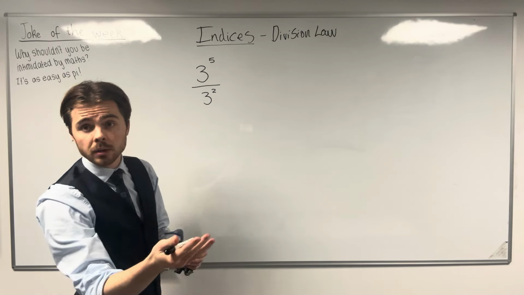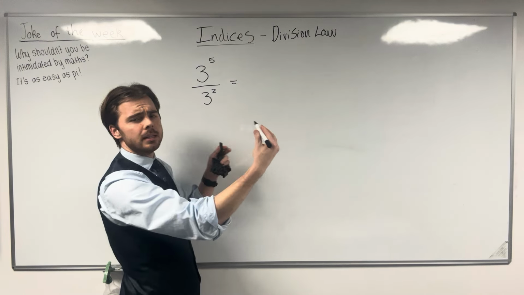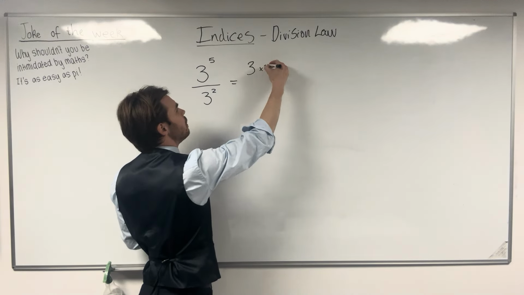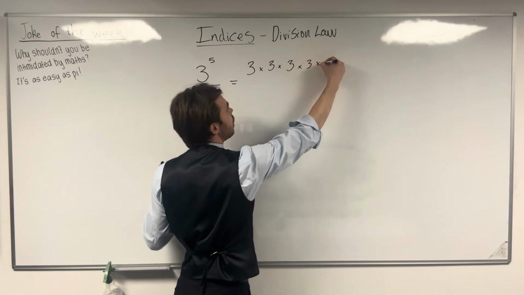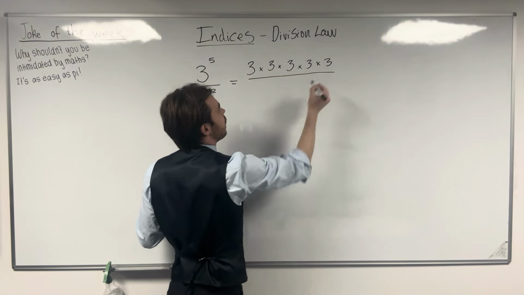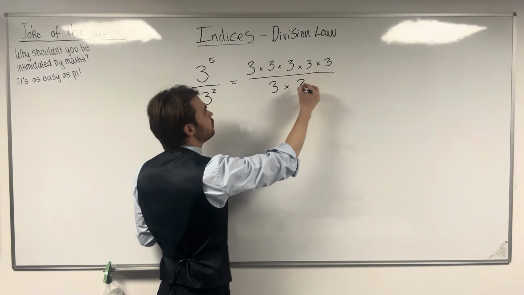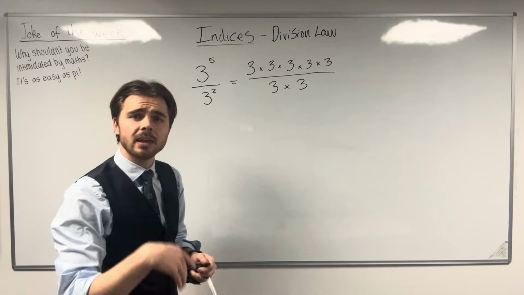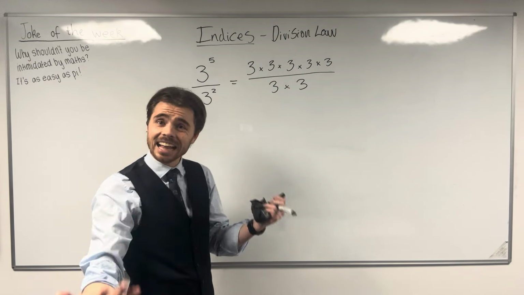Now what I'm going to do is use the thing from the previous video. I'm going to explain what this means. Now this is a 3 multiplied by 3 multiplied by 3 multiplied by 3, and finally multiplied by 3. Lovely. And then I've only got 2 3's on the denominator. Now what we can do in mathematics when there's multiplication on the numerator and denominator, we can do some cancelling.